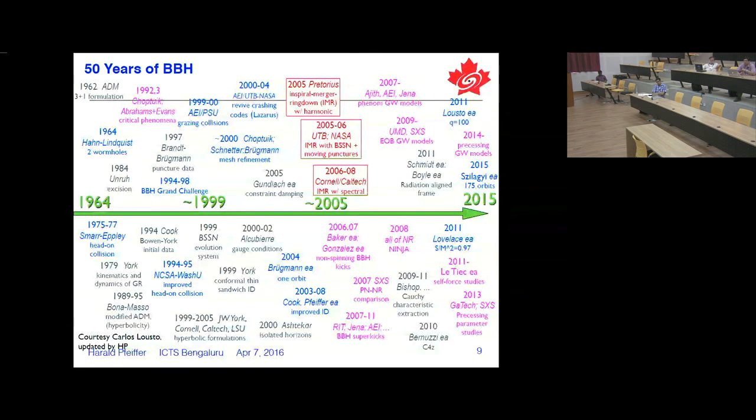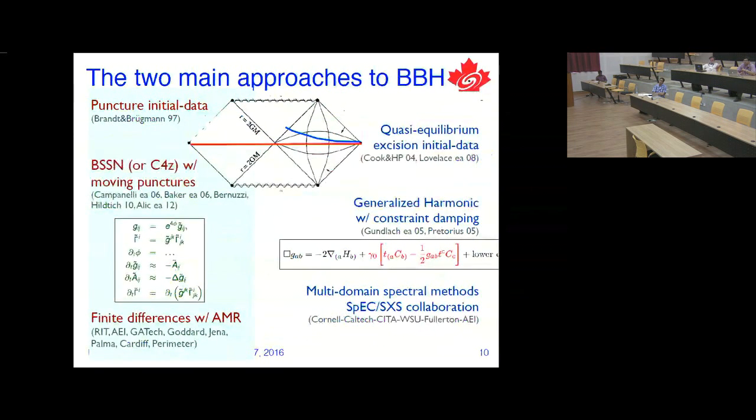Slide 10. There's currently two major approaches in use worldwide to simulate black holes. One goes under the name of BSSN, the other one goes under the name of generalized harmonic. And they differ in virtually all respects of the formalism and implementation.